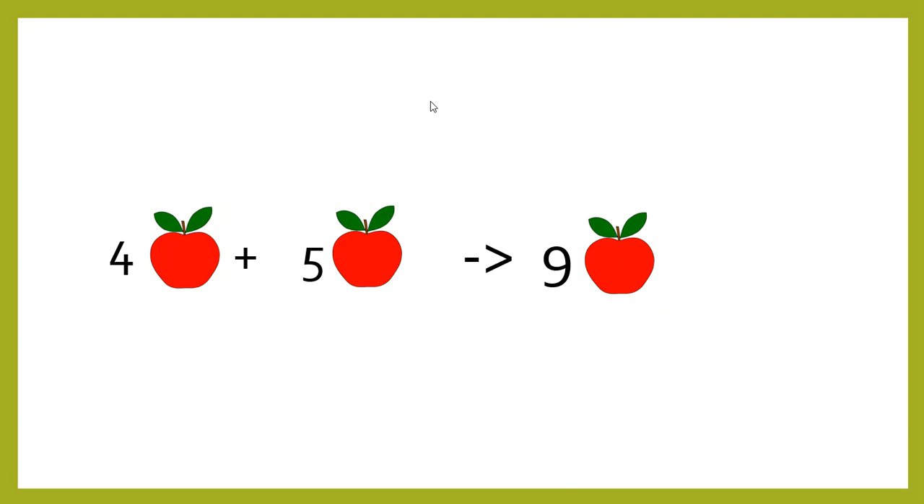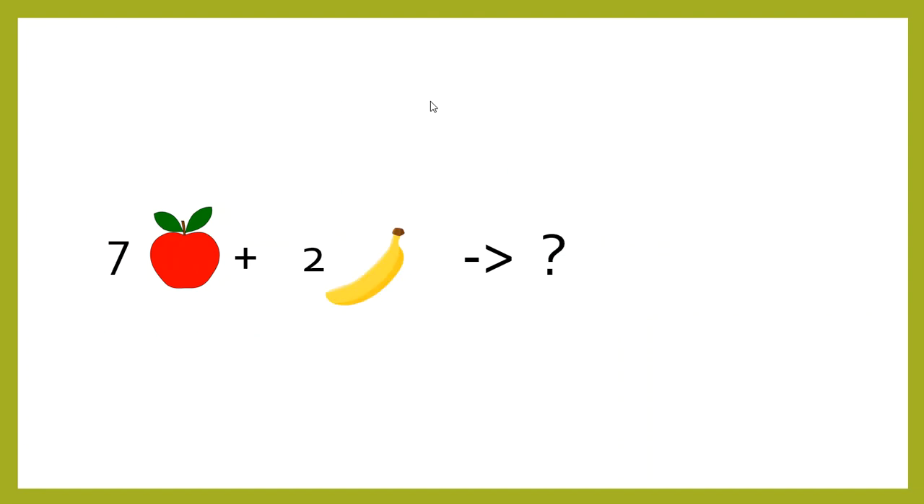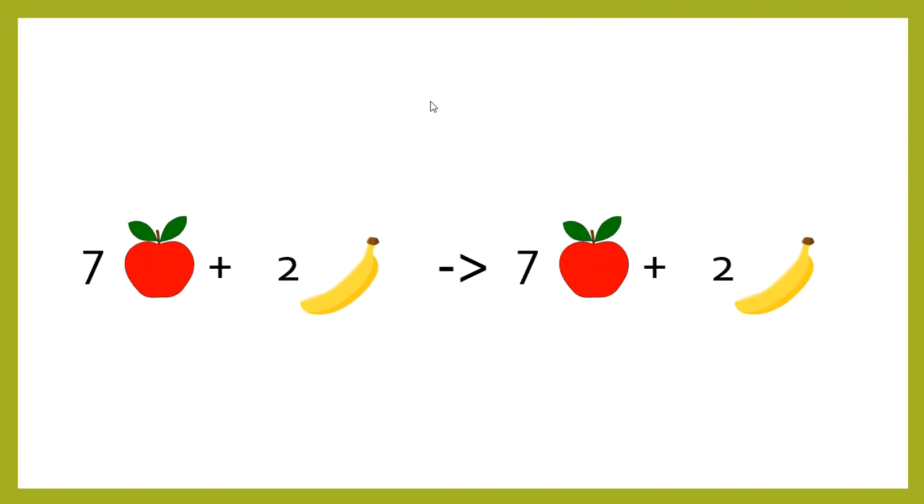Let's think about a slightly different situation now where we add 7 apples and 2 bananas in our cart. How could we then rewrite 7 apples and 2 bananas to summarize what is in our cart? And the answer to that question really is there is no other way to write 7 apples and 2 bananas. The reason why we can't write 7 apples and 2 bananas in a different way is that apples and bananas are not the same thing. It doesn't make sense to add the 7 apples and the 2 bananas together.